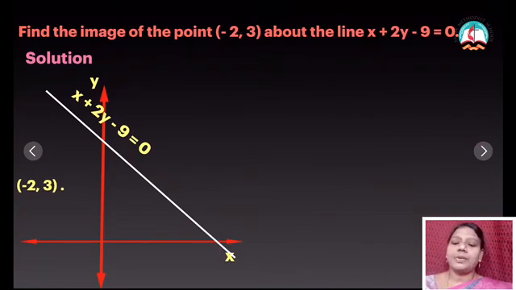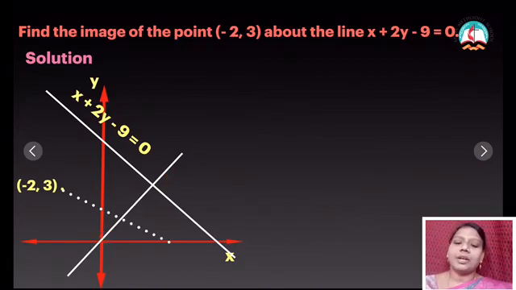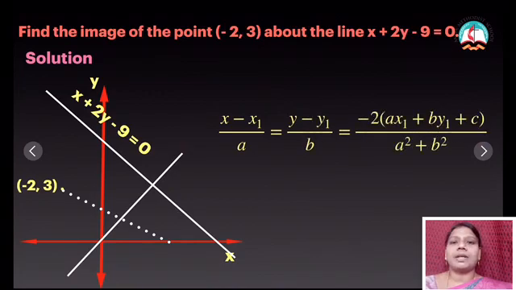Now we have to find out the image. Image means there should be a perpendicular line on that. Therefore we have to find out what the image is, where it lies. For that we have one formula. If you are going to find out the image of the given point using a point and the line, the equation is (x minus x1) by a equal to (y minus y1) by b equal to minus 2 times of the given equation, that is (ax1 plus by1 plus c) divided by (a square plus b square).